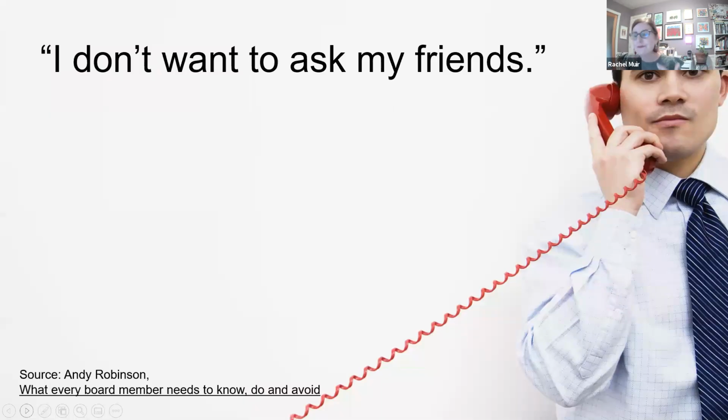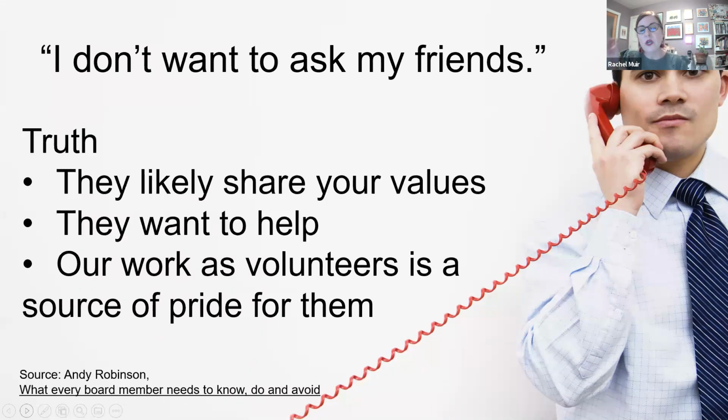And you know what else? A lot of board members are like, I don't want to ask my friends for money. But you know what? Your work as a volunteer is an immense source of pride to your friends. They are proud of how selfless you are. They are proud of how much good you do in the community. And they care about that. So when you think, I don't want to ask my friends, just realize my friends are proud of me. And you know what else? They share my values and they want to help because helping feels good. It feels good to the giver. It is the neurological equivalent of winning the lottery.